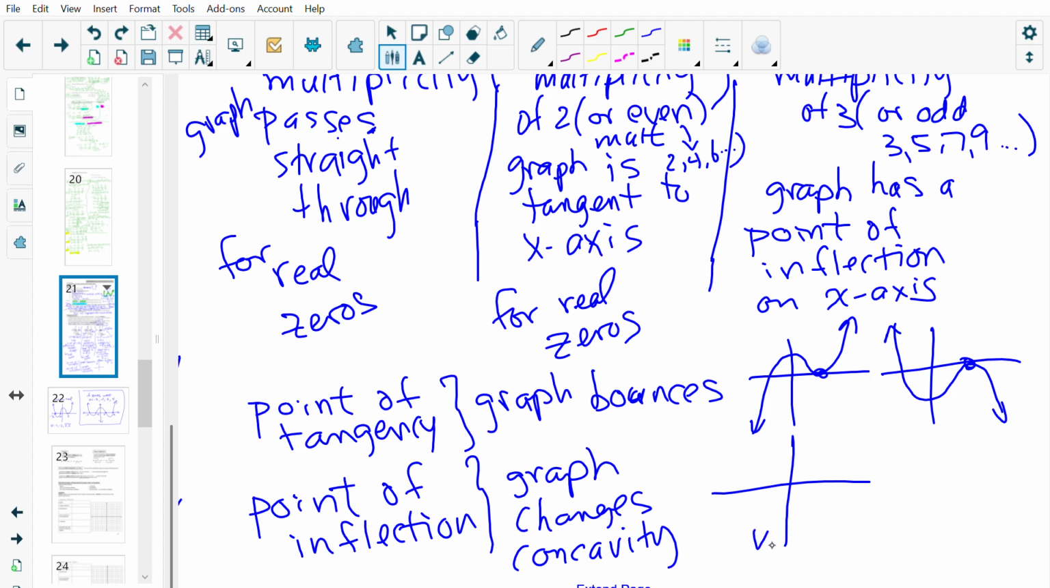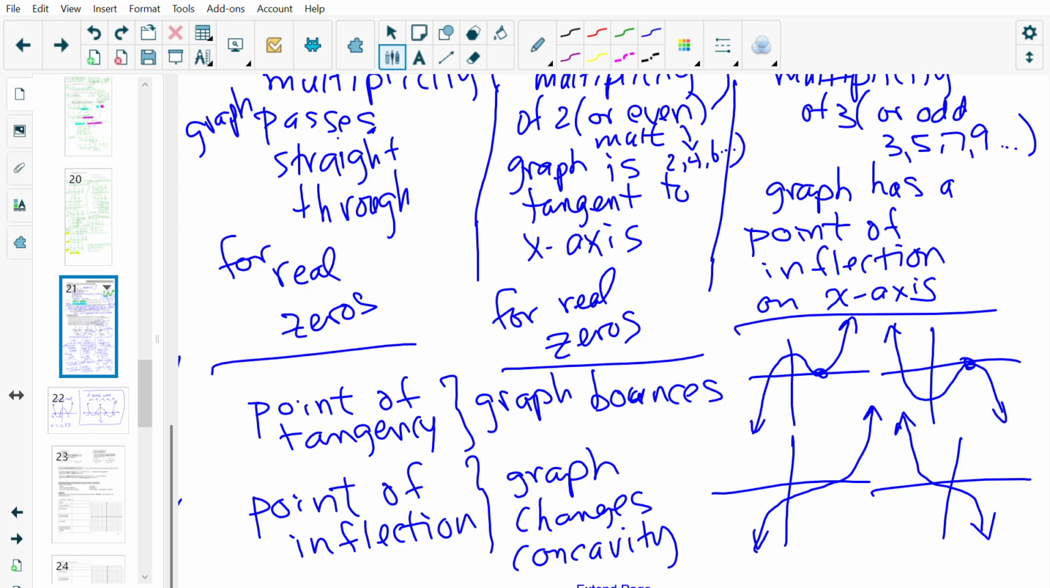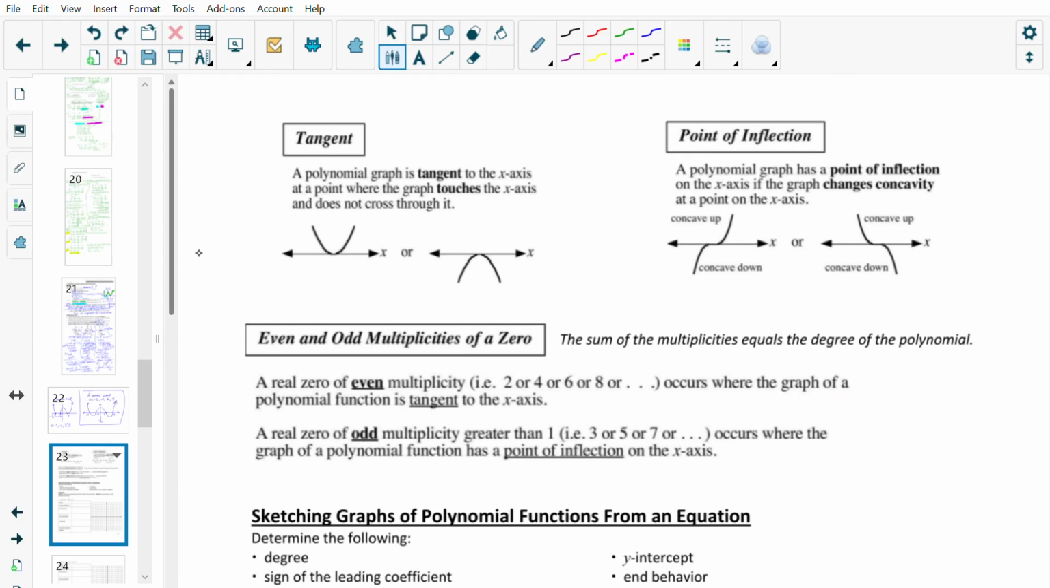So it does something like this, right? Like that, or it can go the other way, like that. Okay? Let's go to the next page. I'll just define all this, but remember this discussion about what happens when the multiplicity is even or odd. Okay, next page at the top.